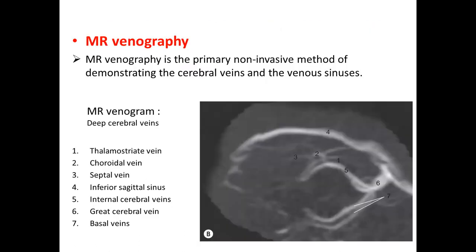MR venography is the primary non-invasive method for demonstrating cerebral veins and venous sinuses. As in this picture, MR venogram of deep cerebral veins. Here the inferior sagittal sinus, internal cerebral veins formed by union of 3 veins to drain to the great cerebral vein. Here the basal veins of Rosenthal of both sides.